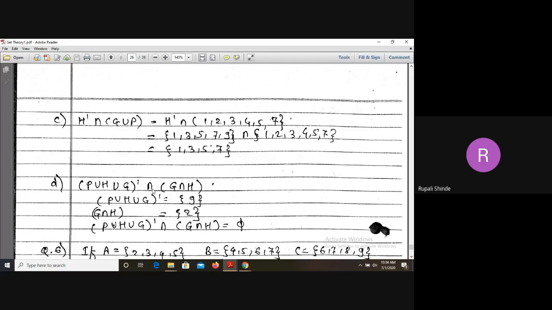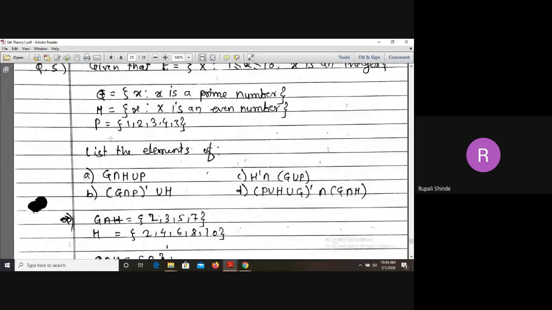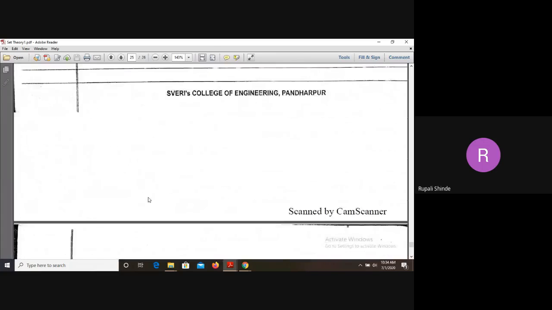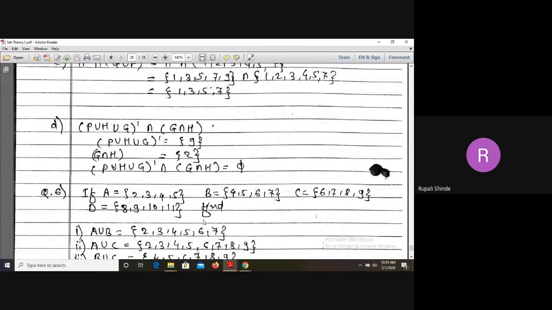Now we have to take its intersection with G intersection H. Now check here what is the value for G intersection H, the elements which are common between G and H. And those elements, I think only one element is common, and that element is 2. Now 2 intersection 9. So what is the value? Its value is empty, because nothing is common between these two sets. So likewise, we can perform different operations on sets like union, intersection, and complement.